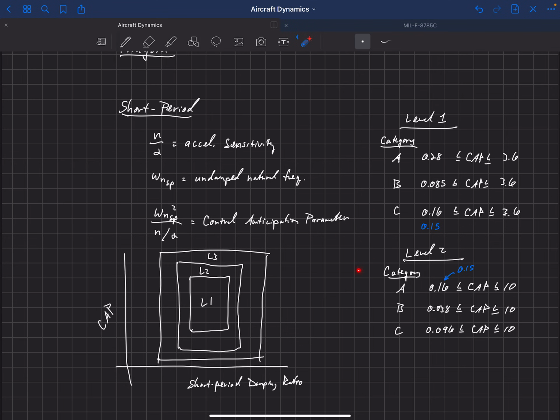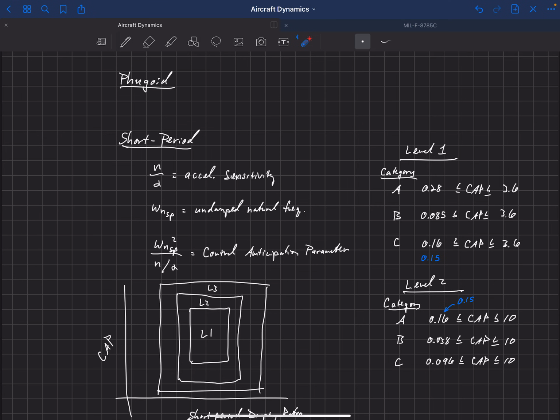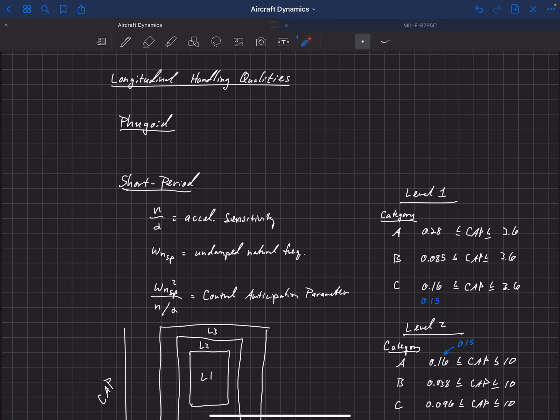So this table right here is an overview of what we found with values of constant CAP, but these all assume that you have an acceleration sensitivity that's greater than some value so that you can use these lines of constant CAP. Okay, so that's our overview of the longitudinal handling qualities.